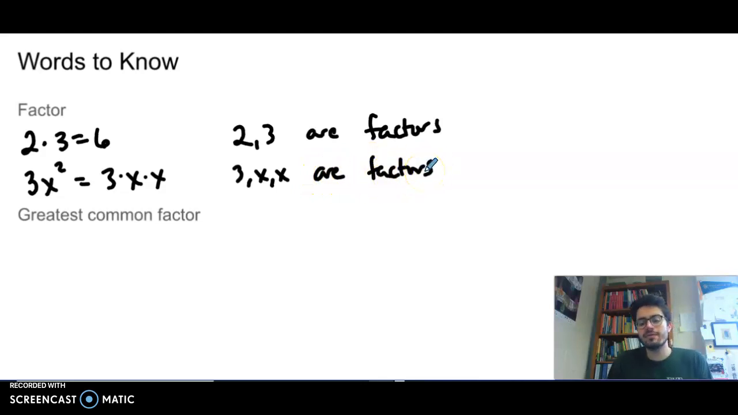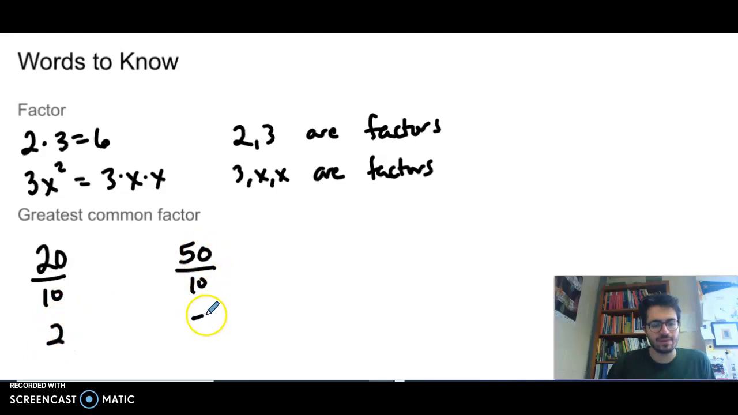The greatest common factor is the biggest factor two numbers share. For example, if I take 20 and 50, both of these numbers can be divided by 10. 20 divided by 10 is 2, 50 divided by 10 is 5. So we say that the greatest common factor, the GCF, is 10.